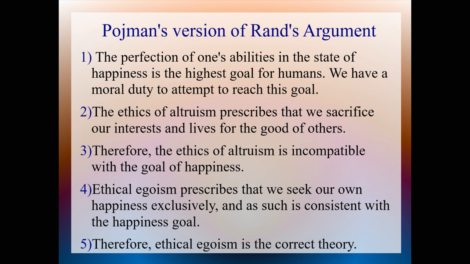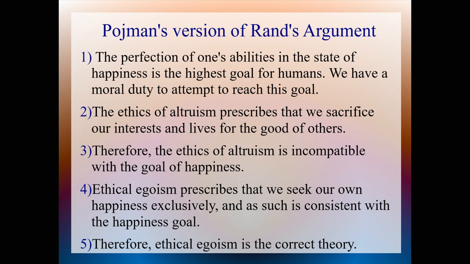Now, Louis Pojman summarizes Rand's argument as follows. The perfection of one's abilities in the state of happiness is the highest goal for humans. We have a moral duty to attempt to reach this goal. Ethics of altruism prescribes that we sacrifice our interest in lives for the good of others. Therefore, the ethics of altruism is incompatible with the goal of happiness. So, that's a rejection of altruism.